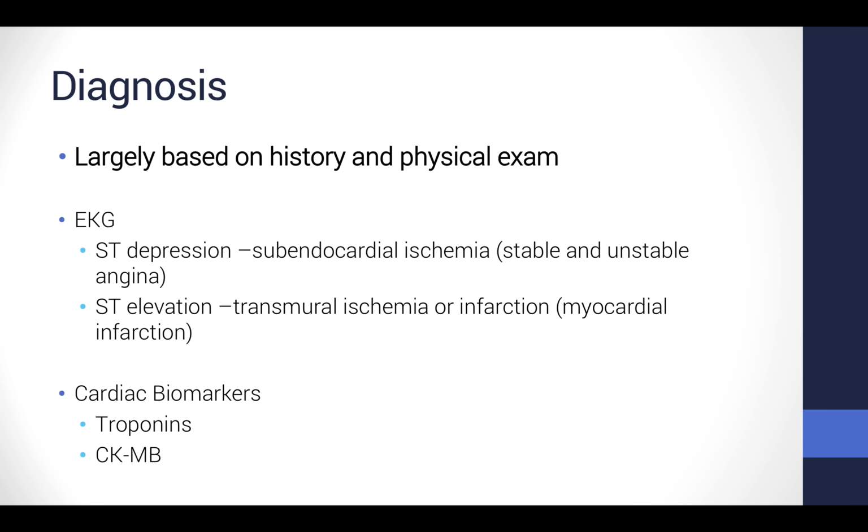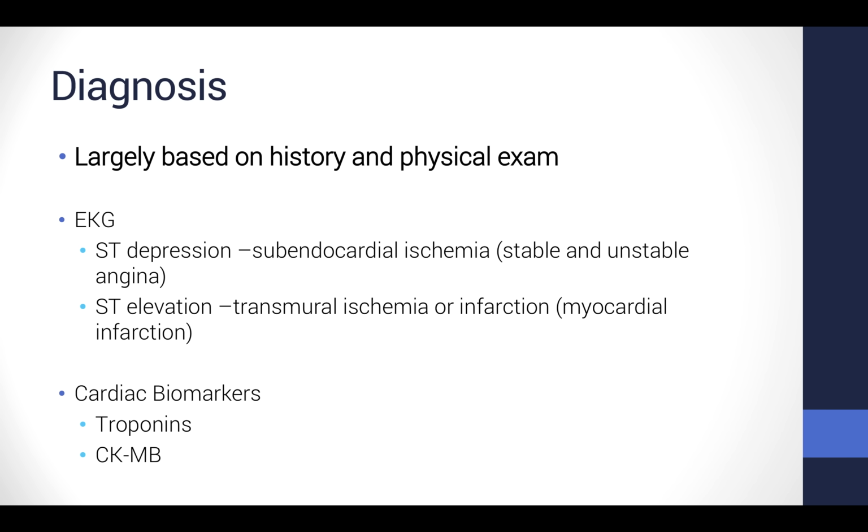So how do we actually diagnose stable angina versus unstable angina versus MI? Really, the majority of it is based on our history and physical. So identifying risk factors, identifying symptoms in the HPI, and then doing a quick physical, just doing vitals and a general appearance to see how they're actually responding. That's going to be the single most important factor in diagnosing these conditions. That said, we can do a few diagnostic tests.